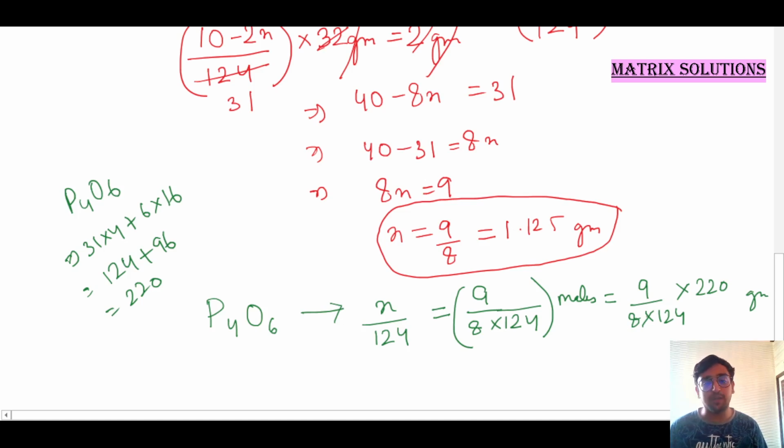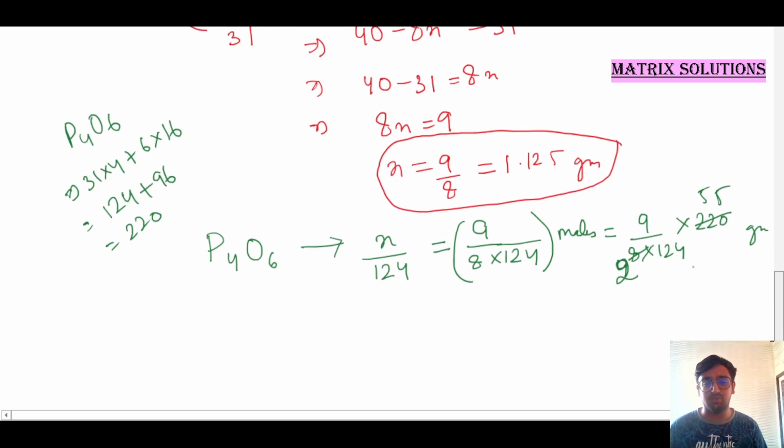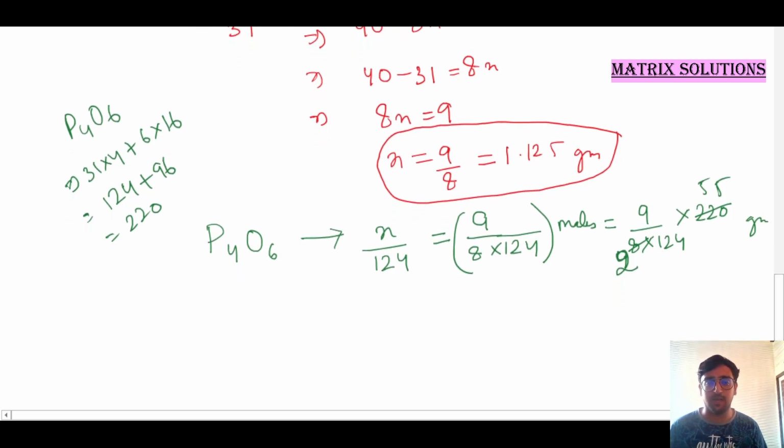You can definitely divide by, suppose, 2 or 4. We can divide it by 4. It becomes 55, and then it will come in some decimals, 9 into 55. So I guess you can do this calculation part.